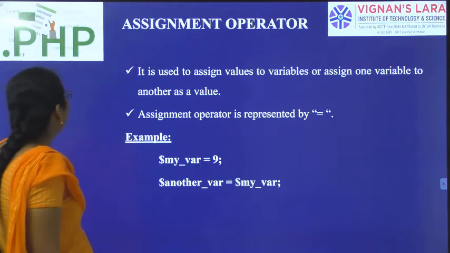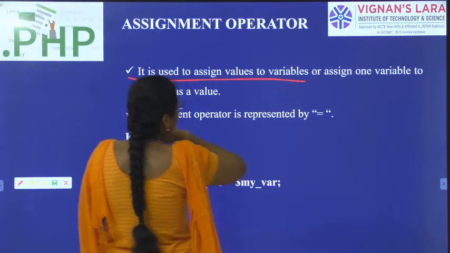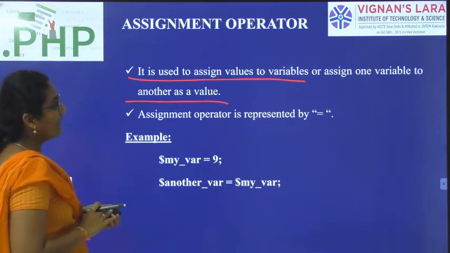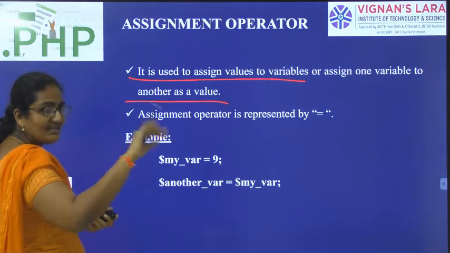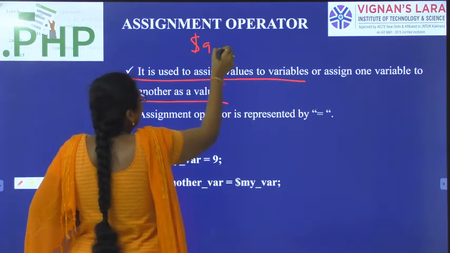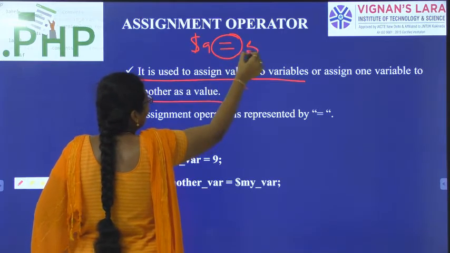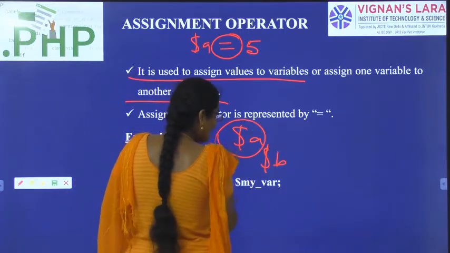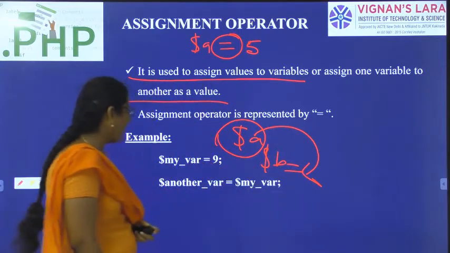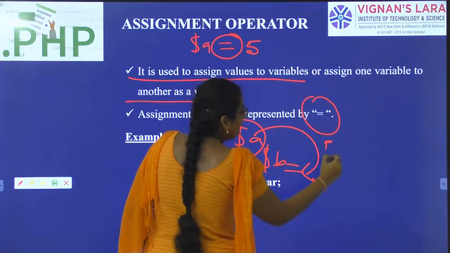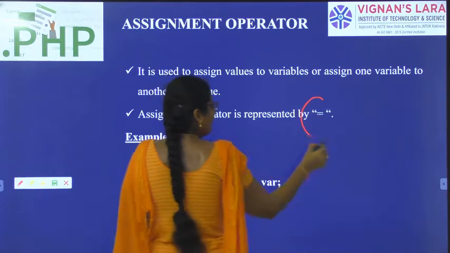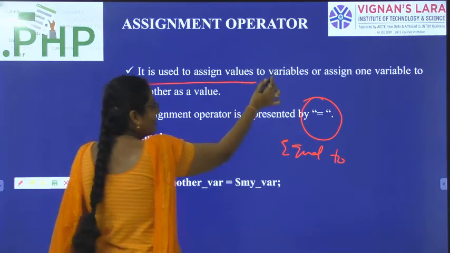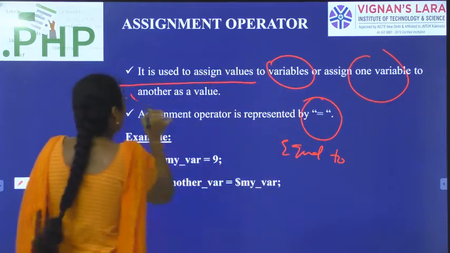So what is an assignment operator? It is used to assign values to variables, or to assign one variable to another variable as a value. Suppose I have $A. Now using the assignment operator I can give variable A the value 5. Otherwise, $A is one variable, $B is another variable, and I can assign $A as a value to $B using the assignment operator. The assignment operator is represented with equal to. We can assign values to variables, or assign one variable to another variable as a value.